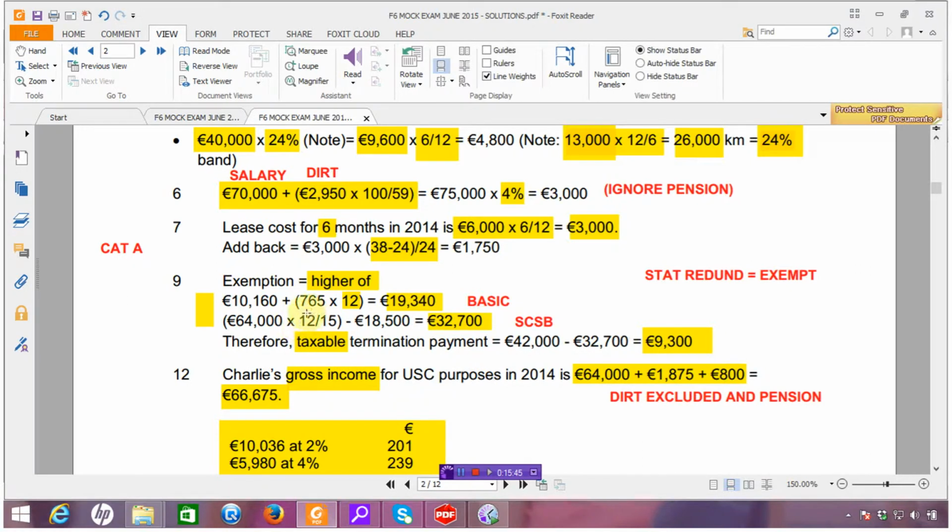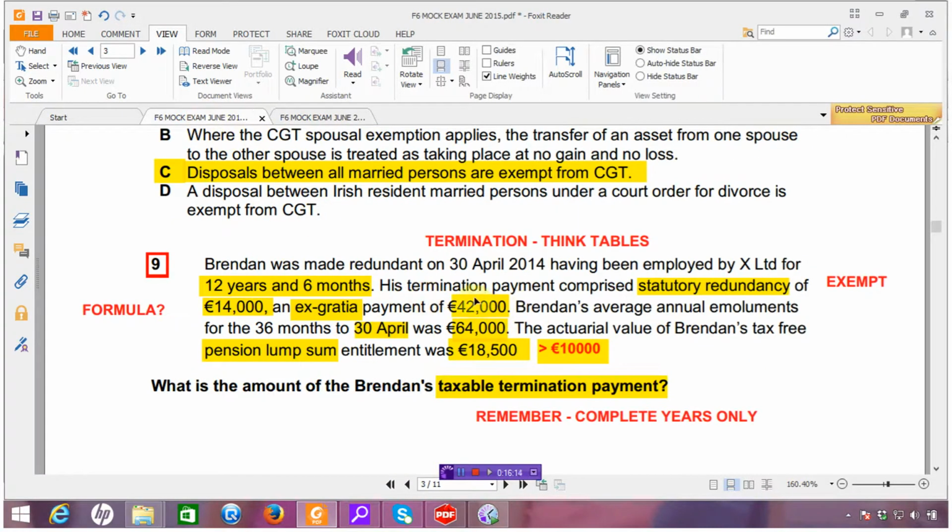The SCSB, again, note complete years, and again, formulas in the table. Really, what we're looking to do is just slot in the figures, and let's get those figures right. So based on the two, we have 19 for the basic, 32K for the SCSB. So what we can see is that certainly the taxpayer will choose the higher one. So what we're looking to do is to say, okay, what is the value of what we call partially exempt payments? In this case, you'll recall that we have an ex gratia payment of 42.